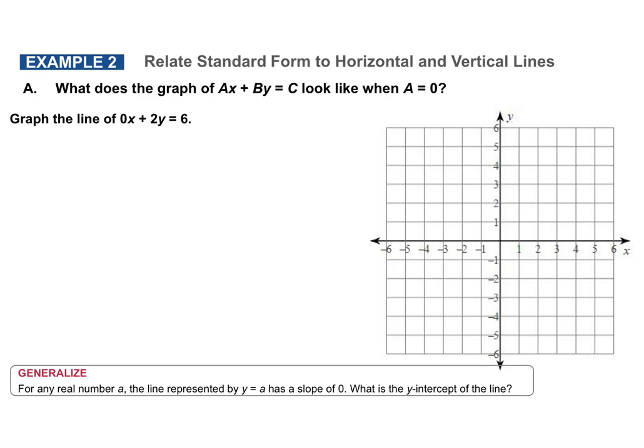Here we want to relate standard forms to horizontal and vertical lines. So we are going to take a look at what happens when we have the coefficient of x be 0. So in this example, if a is equal to 0, we are going to attempt to find the x and y intercepts for this equation to see what happens.